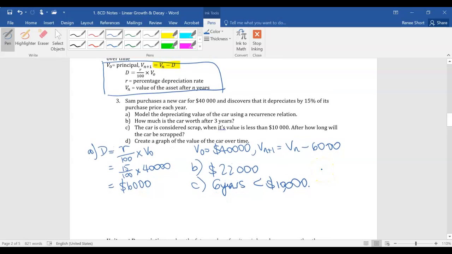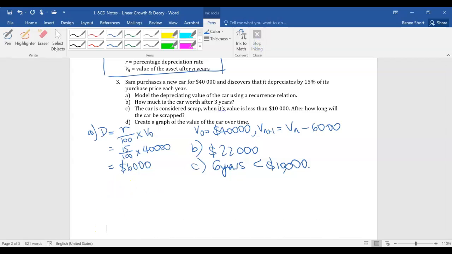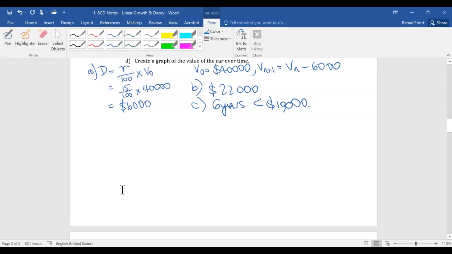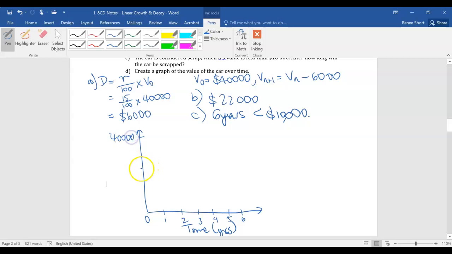Finally for D, it says create a graph of the value of the car over time. I could do that in my calculator, or I could just set it up here. So if we set up my axes, your x-axis is always going to be the time, in this case in years. And so we've got 0, 1, 2, 3, 4, 5, 6. And this is our value of the car. So let's call this 40,000, 20,000, 10,000. That in there is 30. And that is car value.